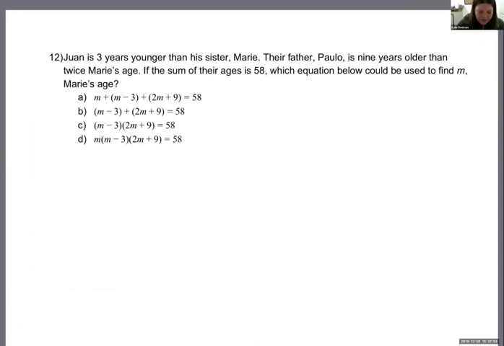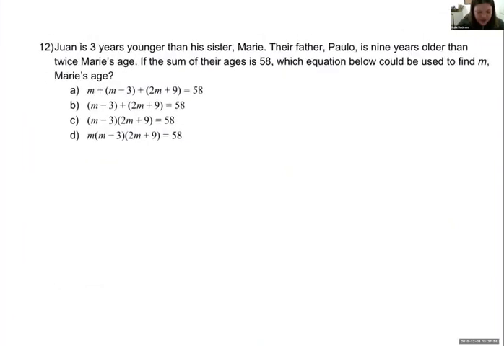Oh, good. You're going to love this one then, because this one's even more challenging than the last one. It says Juan is 3 years younger than his sister Marie. Their father, Paulo, is 9 years older than twice Marie's age. If the sum of their ages is 58, which equation below could be used to find M, Marie's age? So once again, this is challenging because they're asking me to write an equation, and I don't know this M. I have this mystery M.